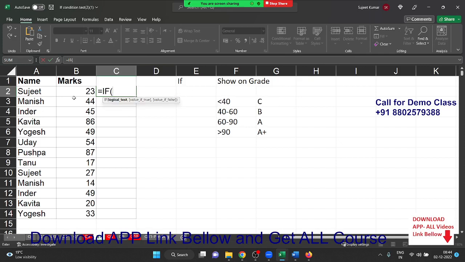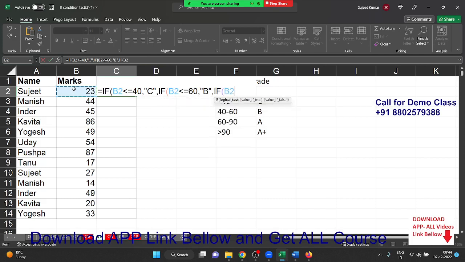So select the marks and we go from down to up. Less than equal to 40, then C grade. Again, give the if condition, select the marks. If less than equal to 60, then B grade. Then if less than equal to 90, so A grade. And last, if this is greater than 90, then A plus.